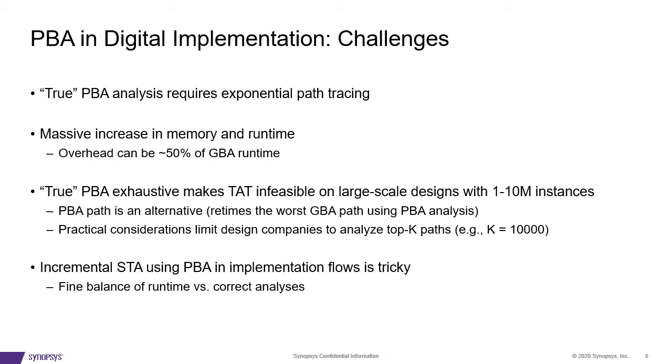PBA path is an alternative, which essentially retimes the worst GBA path using PB analysis. Practical considerations can limit design companies to analyzing the top K paths, for example, the top 10,000 paths. Incremental STA using PBA in implementation flows is very tricky because there has to be a fine balance of runtime versus correct analysis.